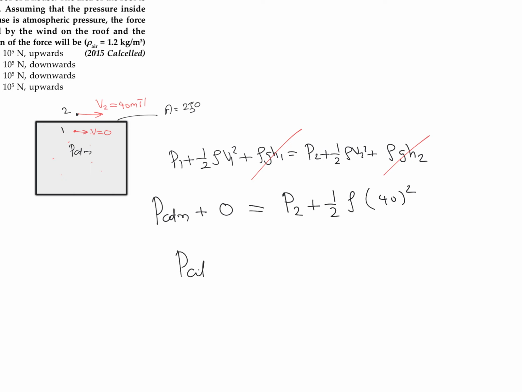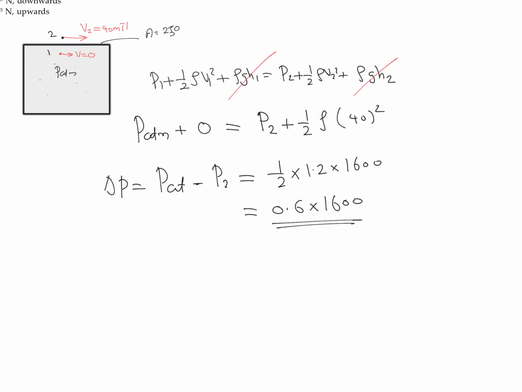So the difference in pressure, we can write delta P, is equal to atmospheric pressure, which is pressure inside, minus pressure outside, which is equal to half into the density of air, given as 1.2, into 40 square, which we can take as 1600. So we can write this as around 0.6 into 1600.